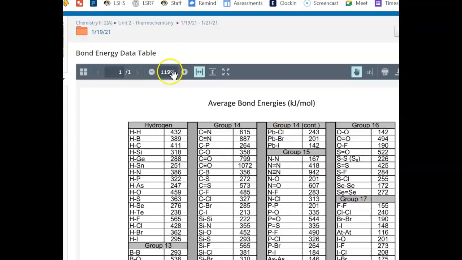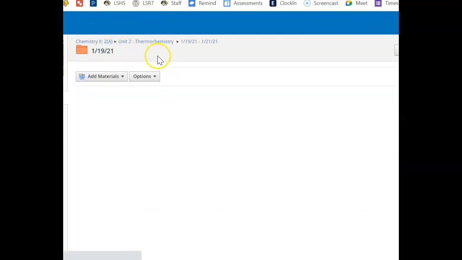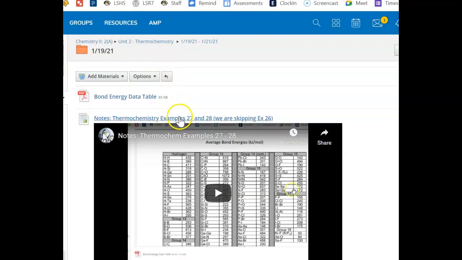So that's the first thing I wanted to point out about the folder. If I can go back to the folder, I want to point out that the notes are now here. We're skipping example 16 just to save time, and I'm not sure where everybody was with the teaching piece of the structural formulas. Instead, I gave you the structural formulas. So listen to the notes and do examples 27 and 28, and go along with me. Once you get that done, come back to this video.